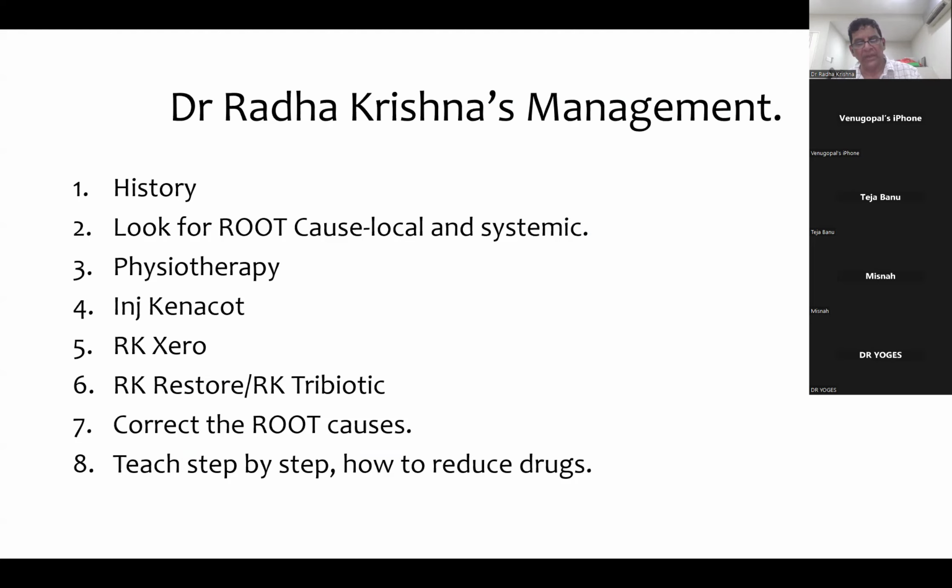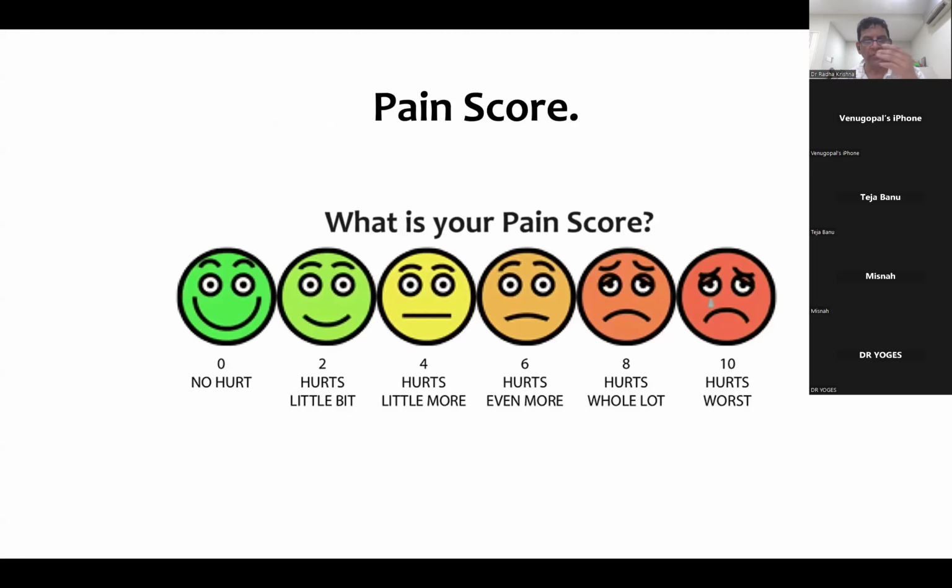After that, I'll tell the patient, because sometimes the patient has come with multiple medications, teach them how to reduce the drugs, because in the long term, these drugs, NSAIDs, are going to damage the kidney. Okay, so first I will ask what the pain score is. The pain score can range from 10 to 2.